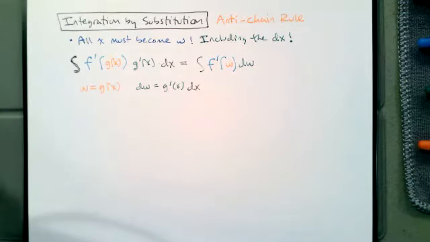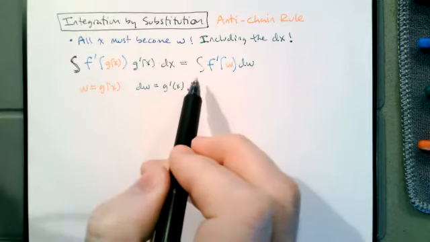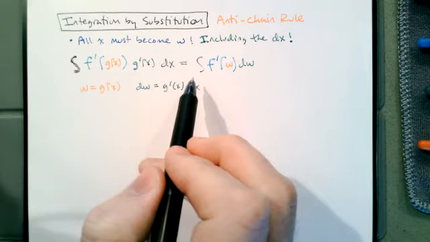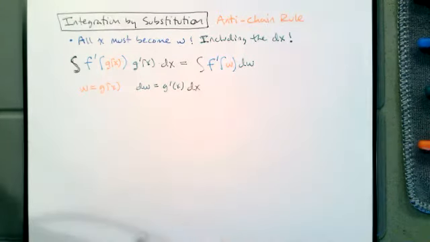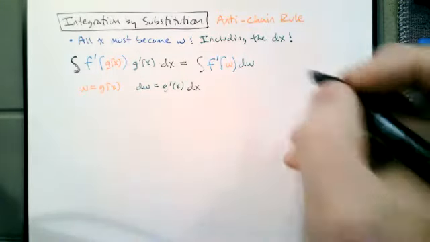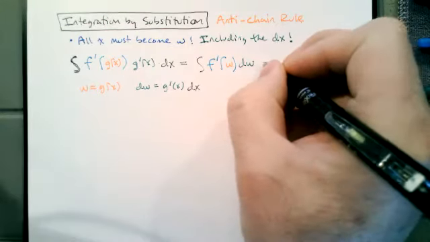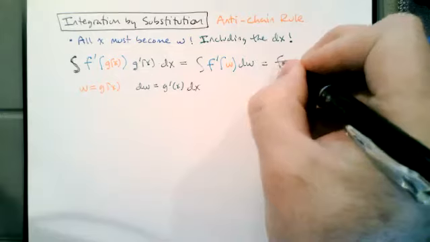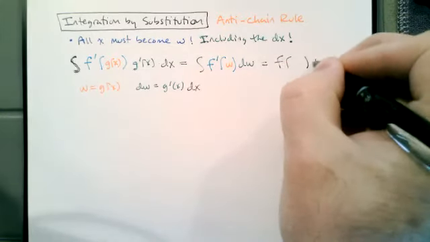So now we have a simpler integral to deal with. The idea is that the g prime of x is only there to make the substitution happen. It's only there to be the derivative of the inside. All right, so once we have it down to an integral in w, then we can actually integrate, and we get f of w plus c.